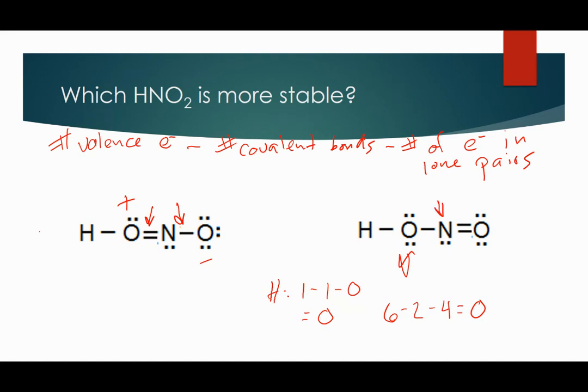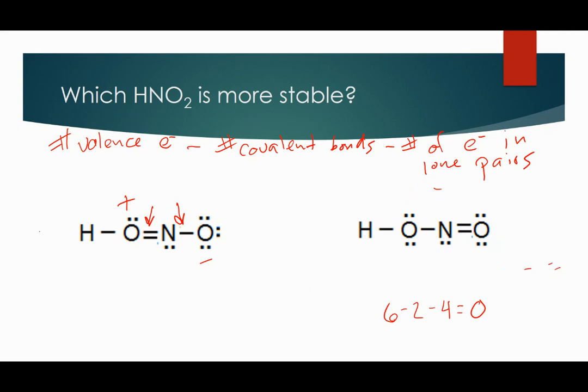If we're looking at our nitrogen here, we have 5 valence electrons, 3 covalent bonds, and 2 lone pair electrons to give us a formal charge of 0. And then our second oxygen, we have 6 valence electrons, we have 2 paired in covalent bonds, and we have 4 lone pair electrons. So that gives us a charge of 0. Whoa! So our formal charges over this structure is 0 on each atom.